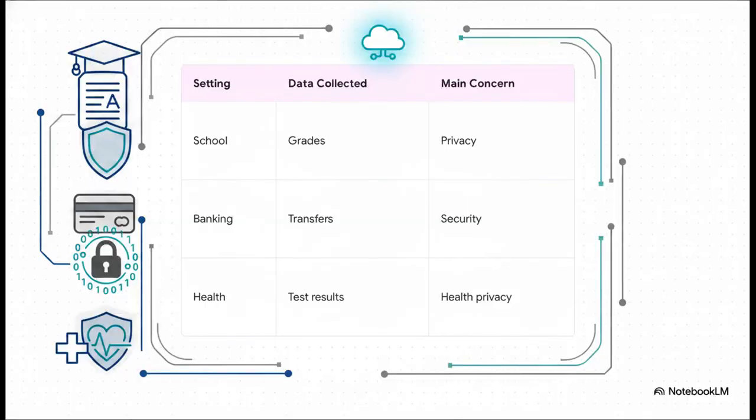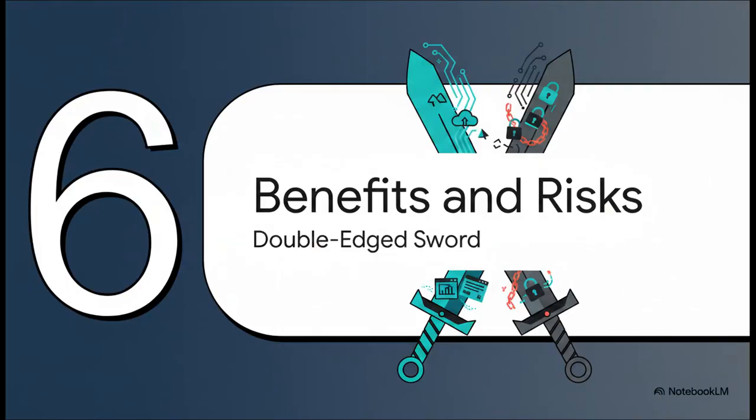What's really fascinating here is how different settings require completely unique approaches to data privacy. A school keeping track of your grades has a very different set of worries than a bank looking out for fraud, or a hospital locking down sensitive test results. Every single organization has to tailor its security controls to the specific kind of data it's handling. There's no one-size-fits-all here. And that leads us to our final section, Section 6, Weighing Benefits and Risks.